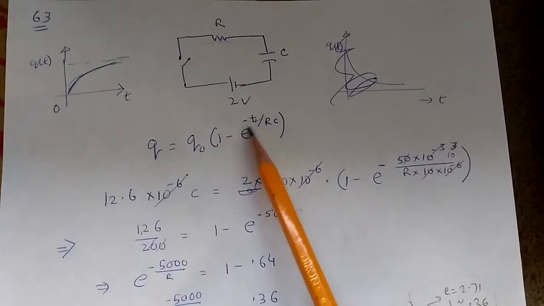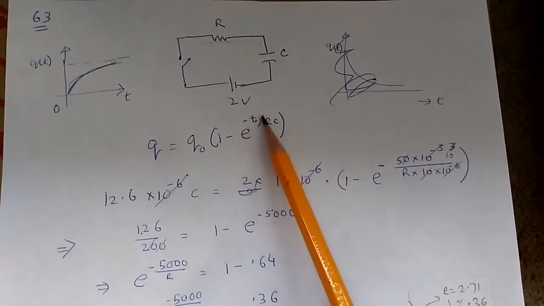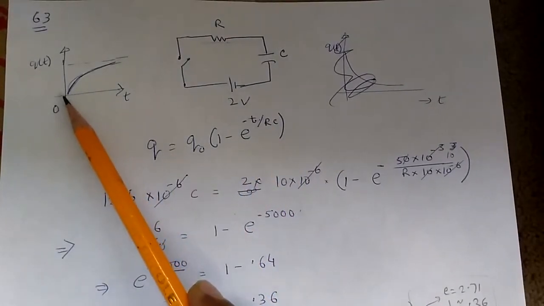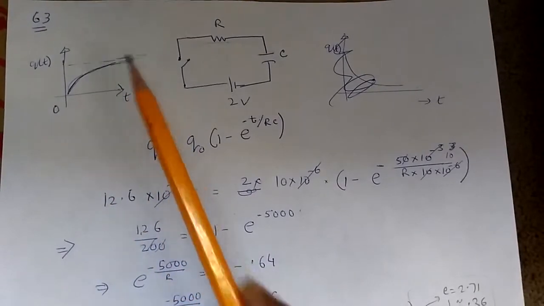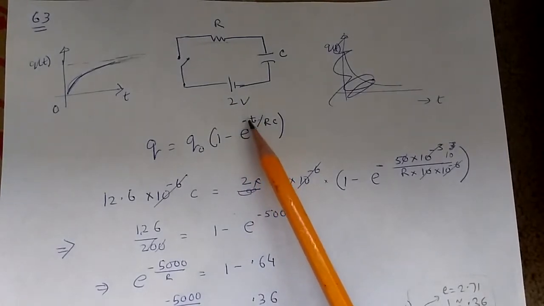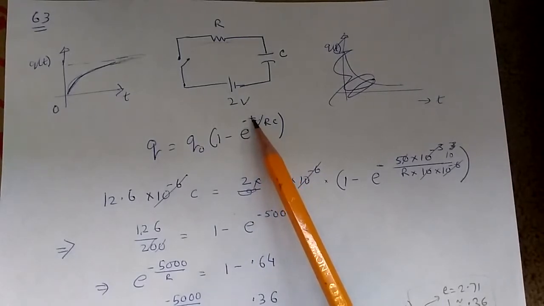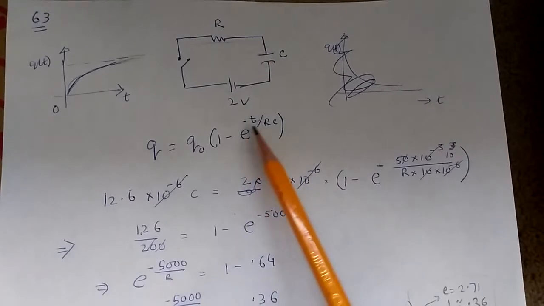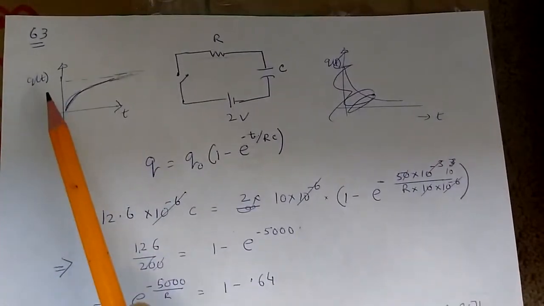At t equal to 0, this becomes e to the power minus 0, or e to the power 0, and e to the power 0 is 1, so 1 minus 1 is 0. So this Q is 0, which is correct as per the general shape of our graph. When t is equal to infinity, this whole thing is actually 1 upon e to the power t by RC. And when t is equal to infinity, this is 1 upon e to the power infinity, and 1 upon infinity is 0. So this exponential term becomes 0, which is in accordance with what this graph says.